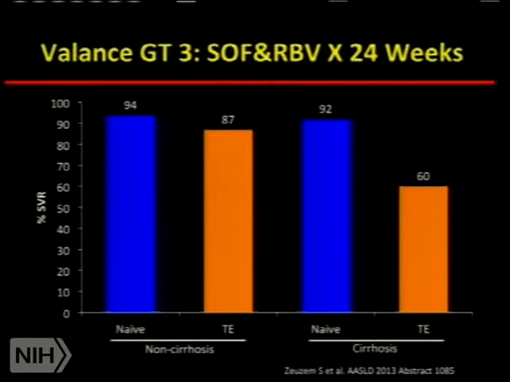By extending therapy to 24 weeks in treatment-naive patients without cirrhosis, you could achieve a 94% success rate. And even in patients with cirrhosis who had previously been untreated, 92% of individuals could be cured of their infection. Amongst previously treated patients, high success rates were achieved in those without cirrhosis, but in those individuals with cirrhosis, only 60% were able to be cured of their infection. So the genotype 3 patient with cirrhosis is now the most difficult or challenging patient to treat with hepatitis C.